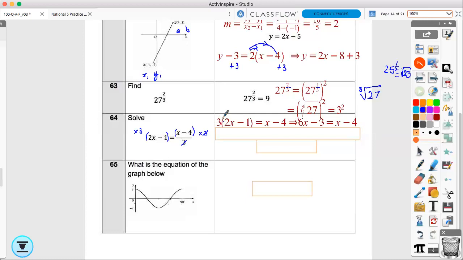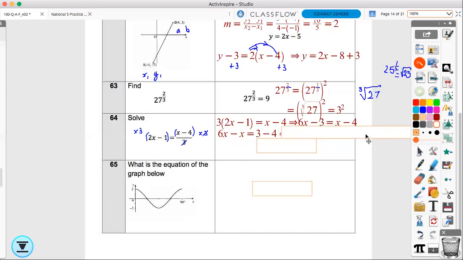So what we've done is we've timed by 3 that side. 3 times 2x minus 1 is just 1 times x minus 4, which is x minus 4. And now you expand. 3 times 2x is 6x. 3 times negative 1 is negative 3, equal x minus 4. And this time we should be able to solve this because we're going to add x.